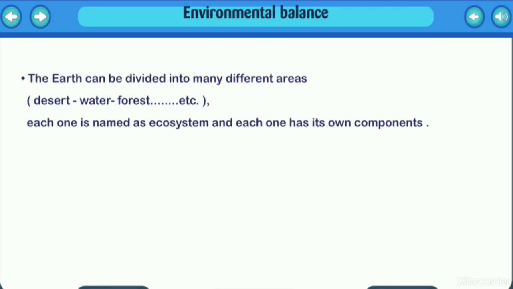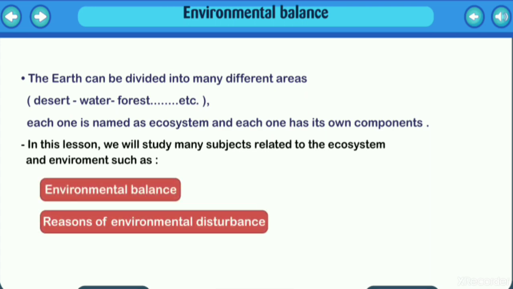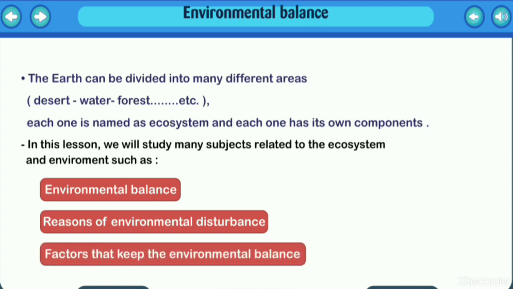Primary 5. Now we will talk about the last lesson in our curriculum in the first term, the environmental balance. The earth can be divided into many different areas: desert, water, forest, etc. Which one is named as ecosystem, and each one has its own components. In this lesson, we will study many subjects related to the ecosystem and environment, such as environmental balance, reasons of environmental disturbance, and factors that keep the environmental balance.